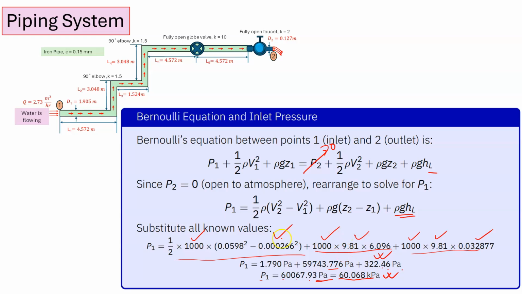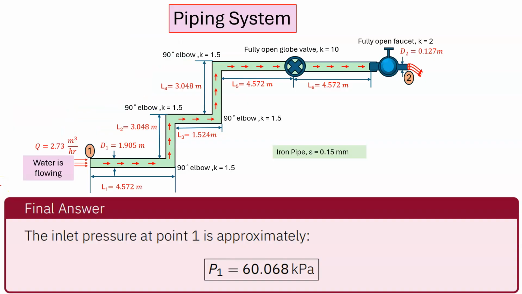Now if I correct that velocity, the value will be slightly lower, so 60.068 kilopascal. So the inlet pressure at point 1 is approximately 60.068 kilopascal. That's it. Thank you.